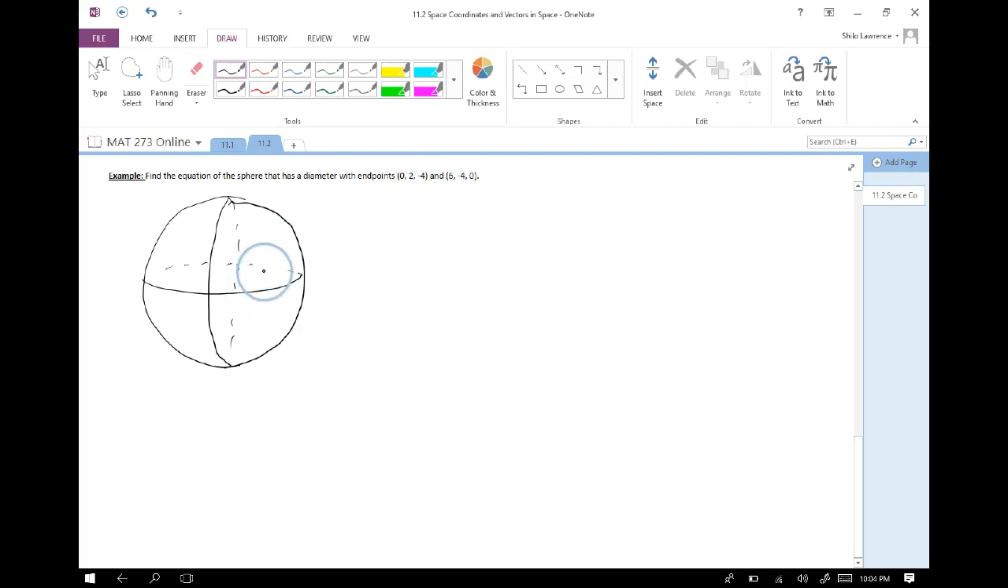So 0, 2, -4, I'm just going to randomly plot these. I'm going to say it is right here. And then 6, -4, 0, I'm going to say these are here. Now, if you draw axes, you'll see that these points are not accurate, but just for the sake of understanding exactly how we're going to find the information we need, I wanted to have a visual.